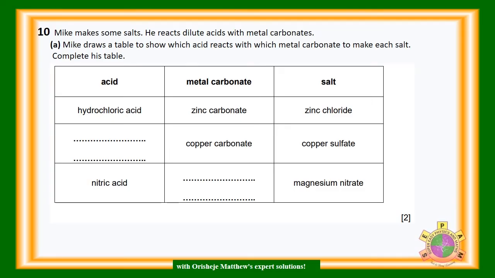Hydrochloric acid donates hydrogen ion and chloride, and zinc carbonate donates zinc ion and carbonate. Zinc, which is a more reactive metal, displaces hydrogen from the solution of the hydrochloric acid. The zinc combines with the chloride to form zinc chloride. The displaced hydrogen reacts with the carbonate to form hydrogen gas and carbon dioxide. In the second reaction, copper from copper carbonate displaces hydrogen from sulfuric acid. In the third reaction, magnesium from magnesium carbonate displaces hydrogen from nitric acid.